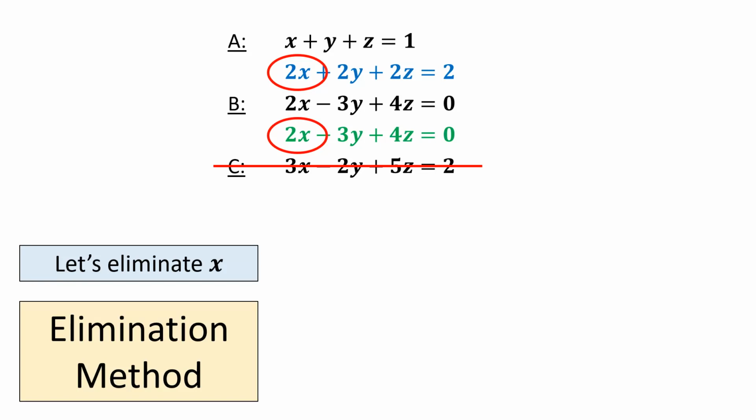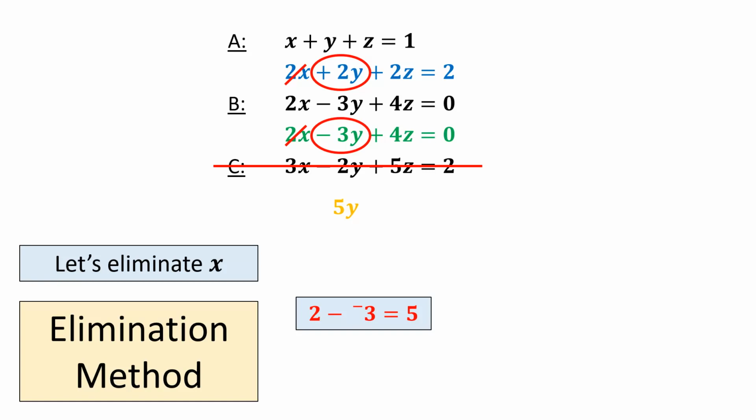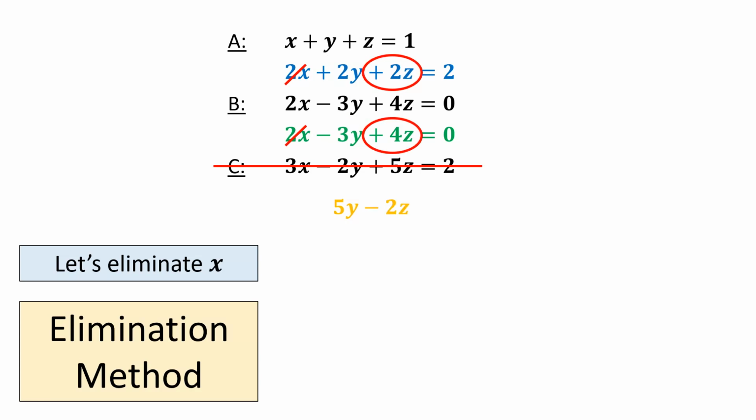2x take 2x is nothing, that eliminates. 2y subtract negative 3y. Be careful of your integers. A negative and two negatives make a positive, so we get 5y. 2z take away 4z is negative 2z, and 2 take away 0 is 2. So this is our equation D, which we'll pop down here ready to use later on.